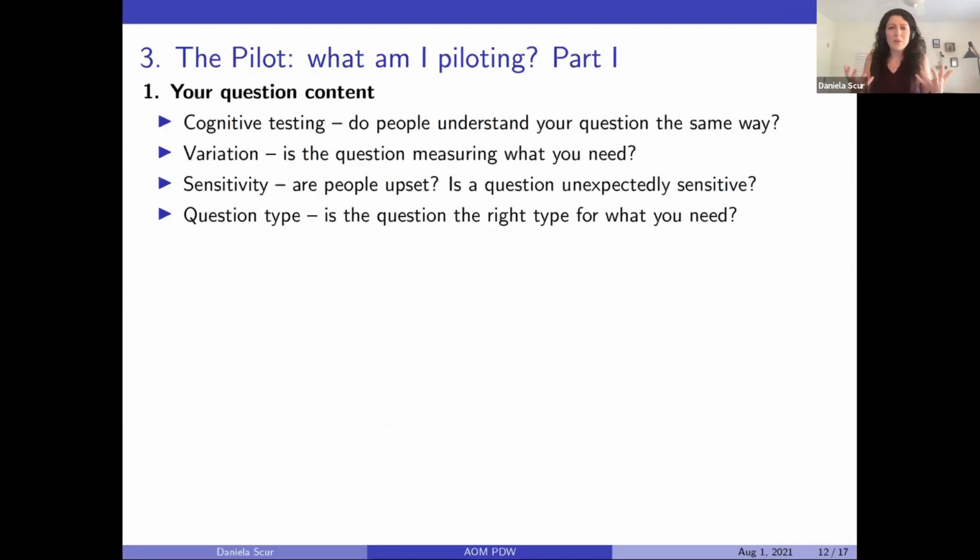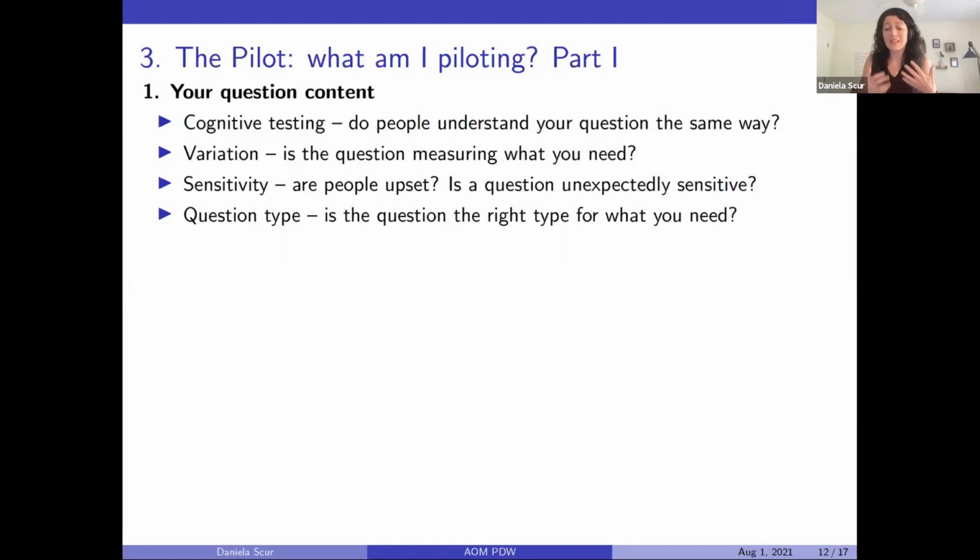When you come up with a question, you think, oh, this is going to be great. People are going to have different answers, but perhaps the way you ask the question isn't the right way to get you the variation that you need. And it turns out everybody answered the same way. And then you say, well, okay, if there's no variation, your question is effectively useless. So going back to, are you measuring the right construct? Is this giving you the variation you want?